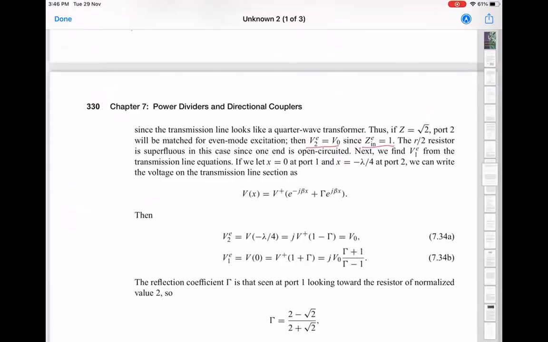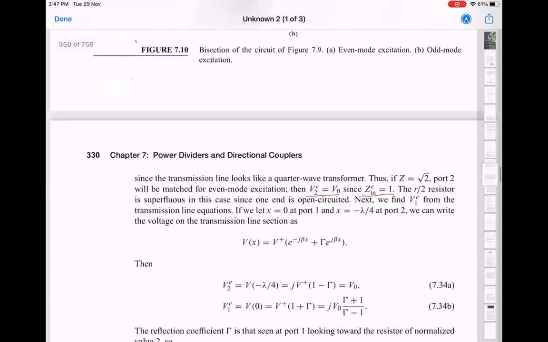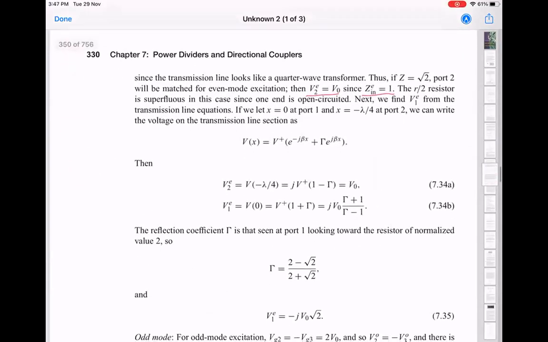Then we want to use the transmission line equations to compute V1E. What is V1E? V1E is the voltage on this side. Because once we do that, we know what's the voltage on one port and we know what's the voltage on the other port. We can basically calculate the S matrix from that. So this is slightly more involved. So they have defined port 1 as x equal to 0 and port 2 as x equal to minus lambda by 4. Because that's the length of the transmission line. We are going from one side of the transmission line to the other side.